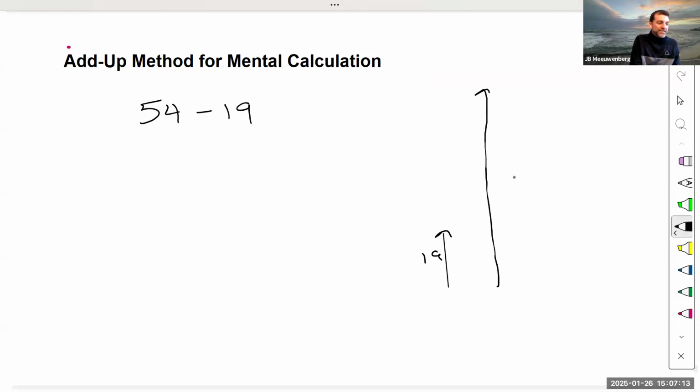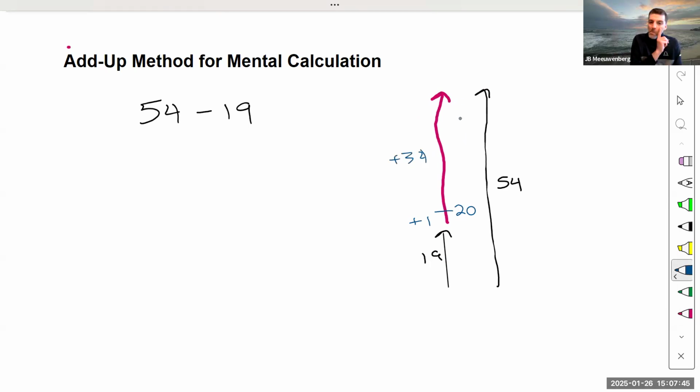I kind of picture something like this. This just sort of appears in my head. If I'm starting at 54 and I'm taking away 19, again, I'm finding that, we called it, remember the missing addend? How much do we have to add to 19 to get up to 54? And I do it incrementally. The first thing I'll do is say, all right, 19 to get up to 54. I'm going to add 1 to get up to 20. And then from 20 up to 54, I've got to add 34, right?